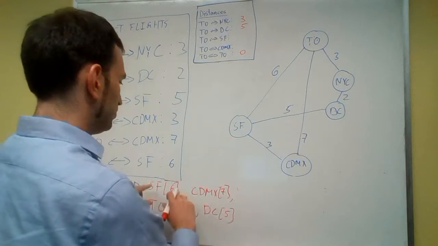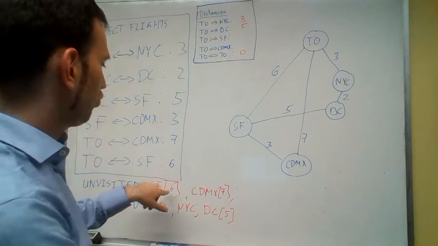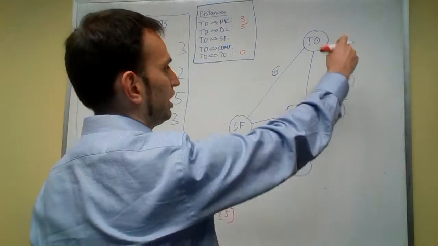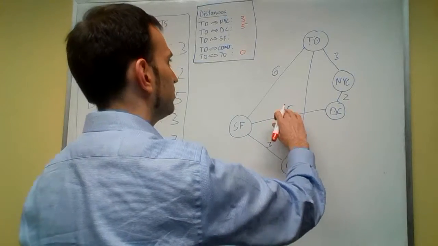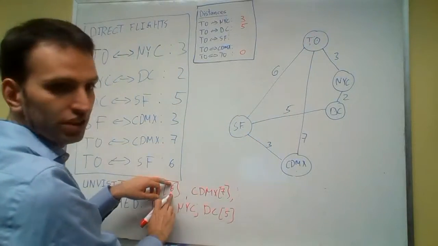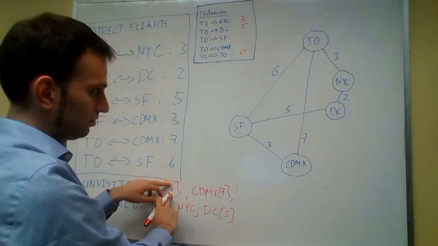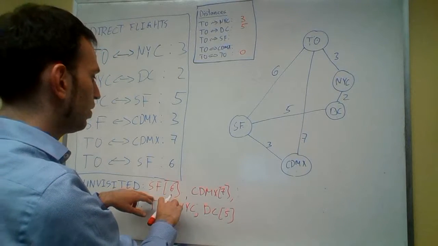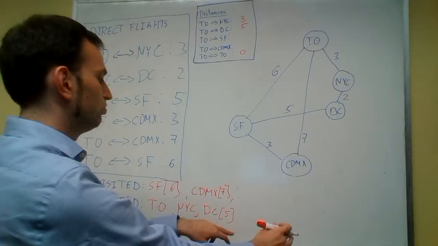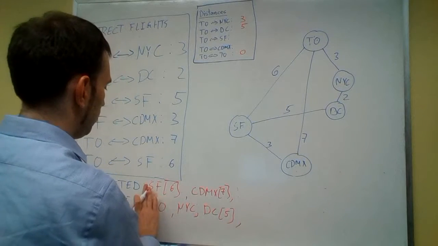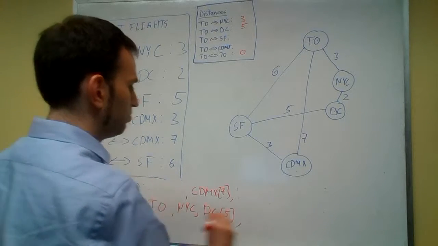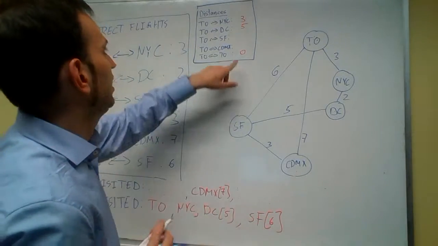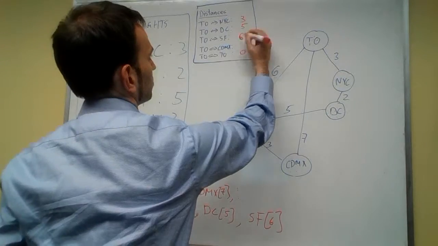SF was not visited, but we should check that the distance should not be shorter here. So the distance between DC and SF is 5, so TO to SF would take 10, so we should keep the 6 over here. So nothing changes. Next, we take the next closest one, that is SF, and we want to move it to the visited list. So we erase SF from here, we move SF over here, this is SF6, and we write down 6 over here.